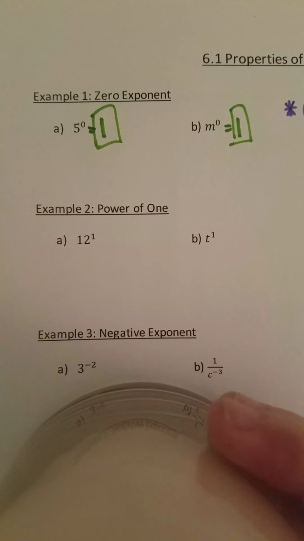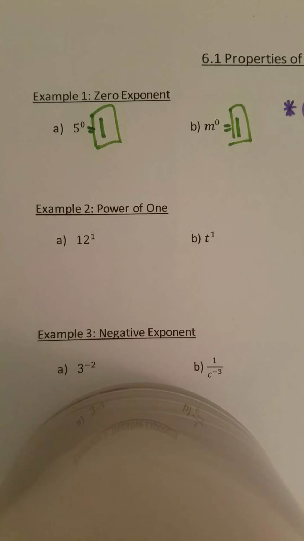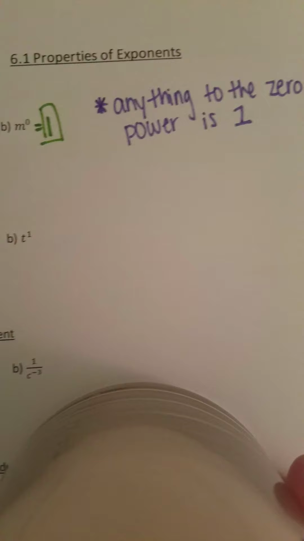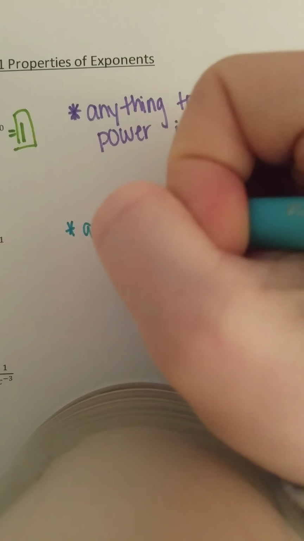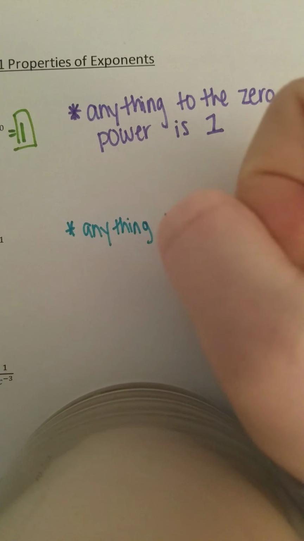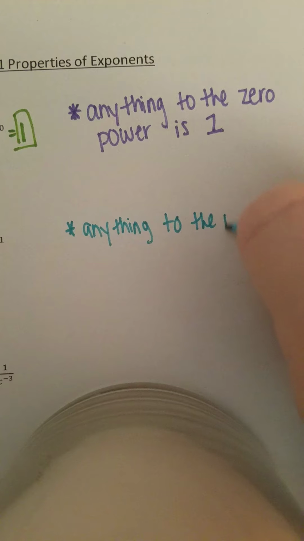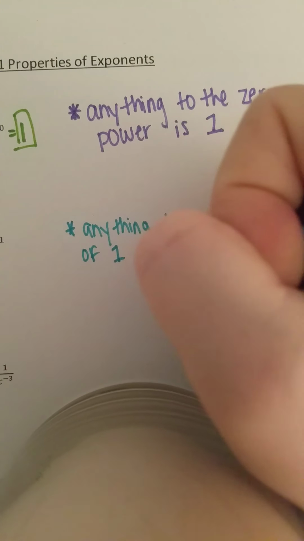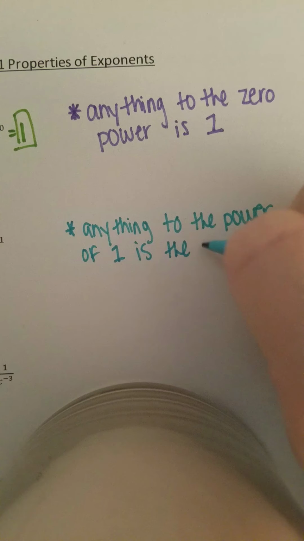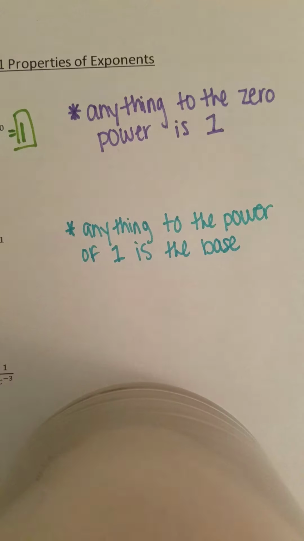Let's take a look at example 2. What is something to the power of 1? So we're going to go off to the side and we're going to write: anything to the power of 1 is the base. So anything to the power of 1 is just the base.